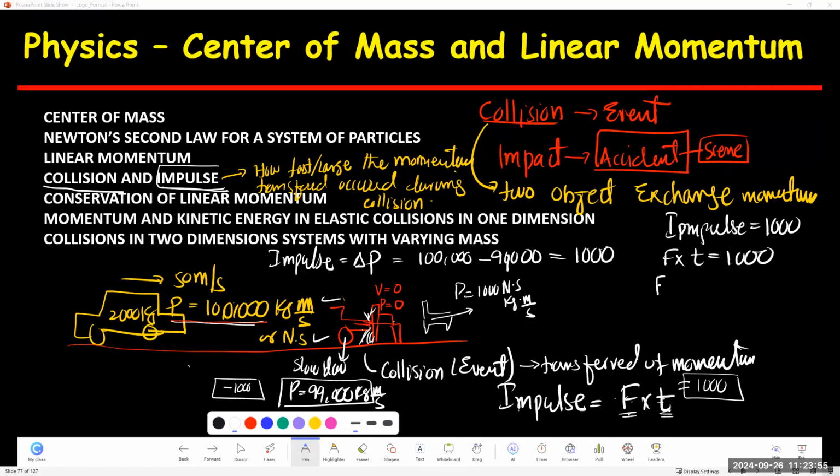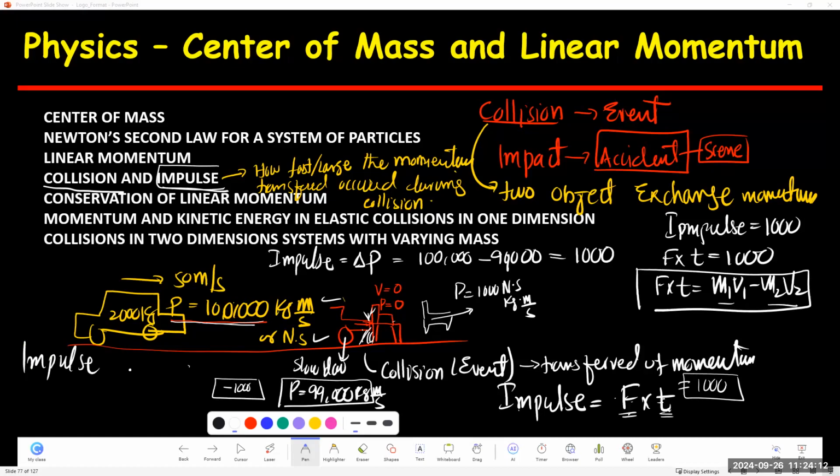So I can write like this: F times T must be equal to M1 V1 minus M2 V2. See, these are the two momenta. So the bottom line is that impulse can also be written as change in momentum. Change in momentum. That's another definition. Let's move forward.